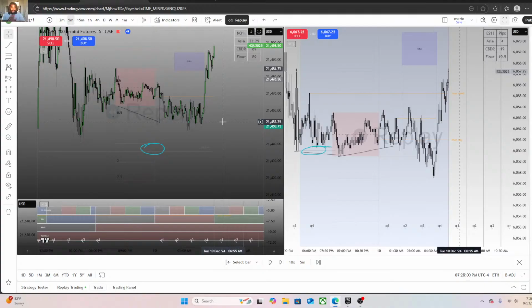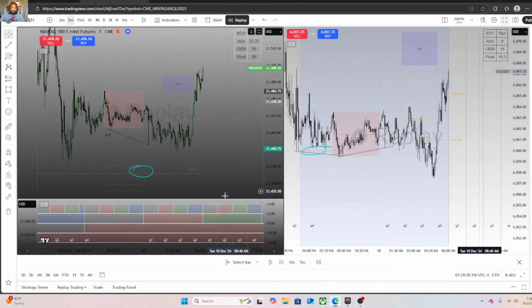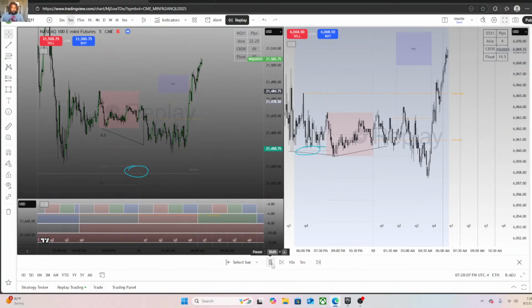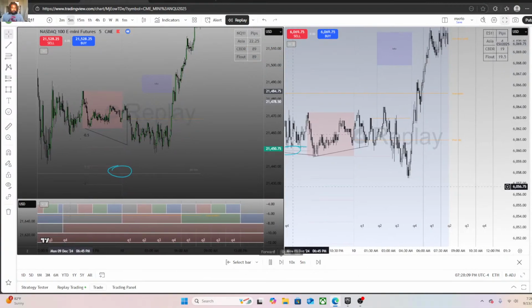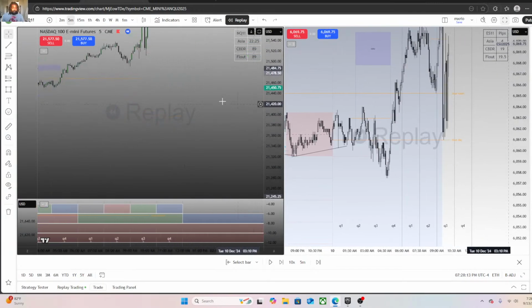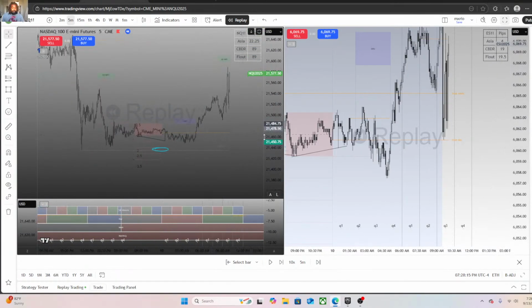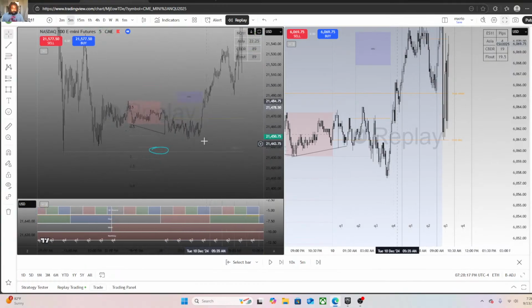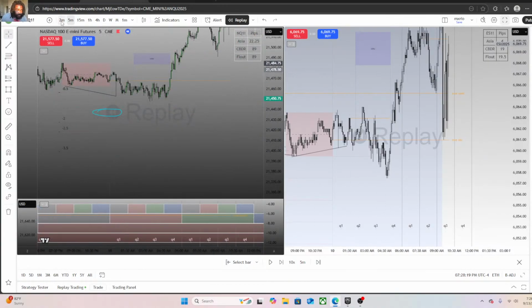We never came back down. Took out this low. SMT held, sent us higher. I don't think we go that high though. Okay, boom. Yeah, that was low of the day. Not gonna lie, look how close I was to getting that.